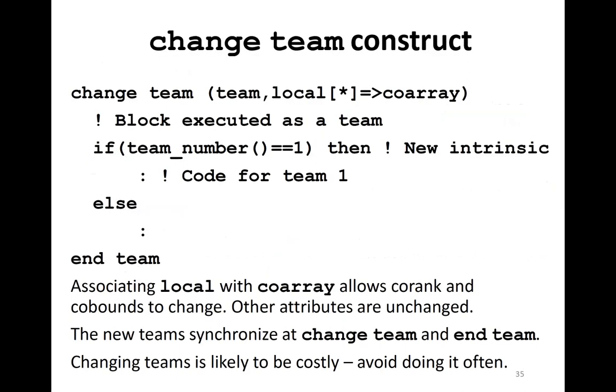Just as you need to query which image you are when you're working with ordinary coarray code, now you need to know which team you're in. There's a new intrinsic, team number. This is the number you used when you set up the teams. So here I assume we've got two teams. If team number one, then you have code for team number one, else you have code for team number two. Images synchronize as a new team at the beginning and the end of the change team statement.